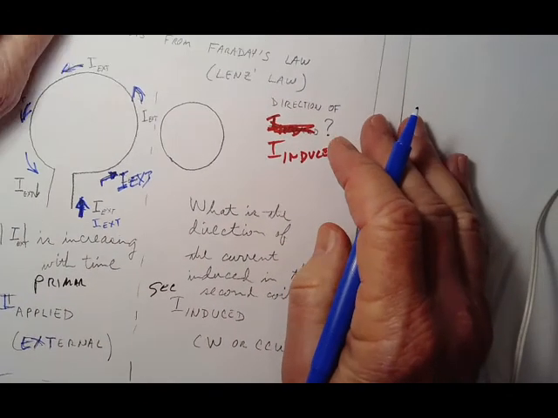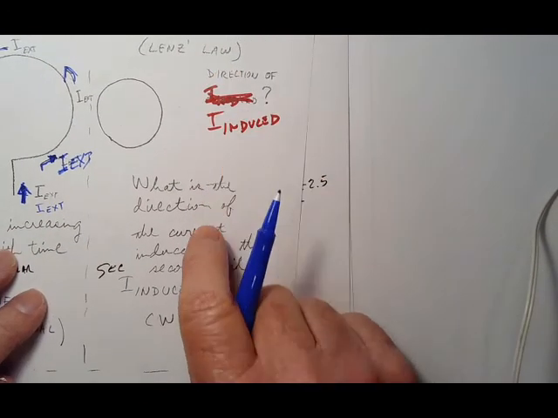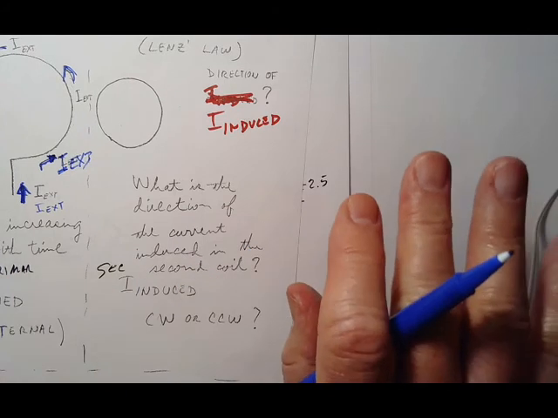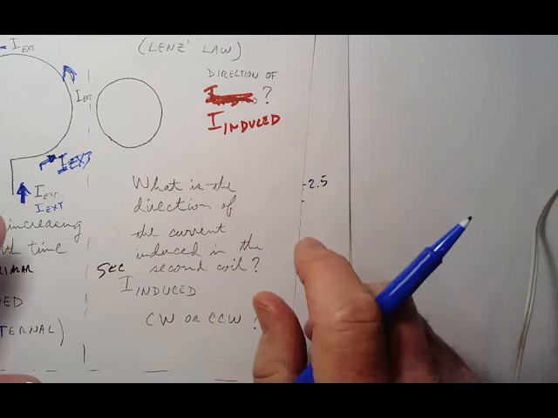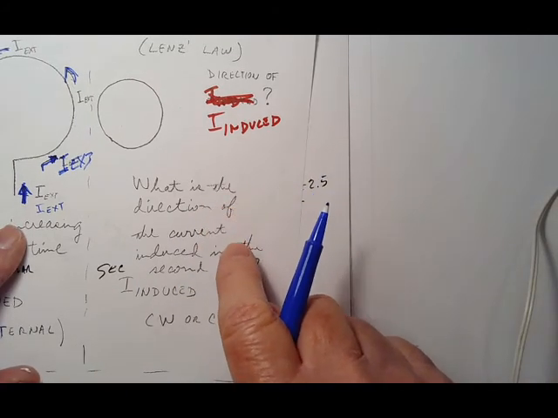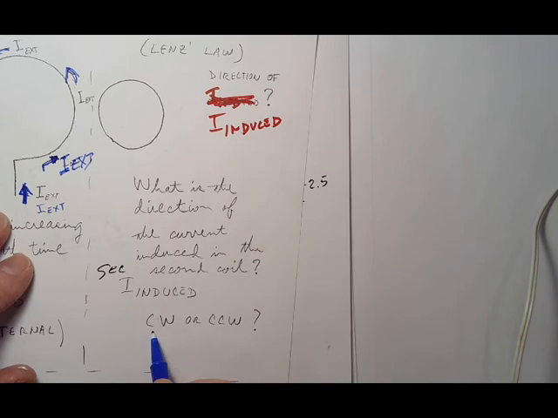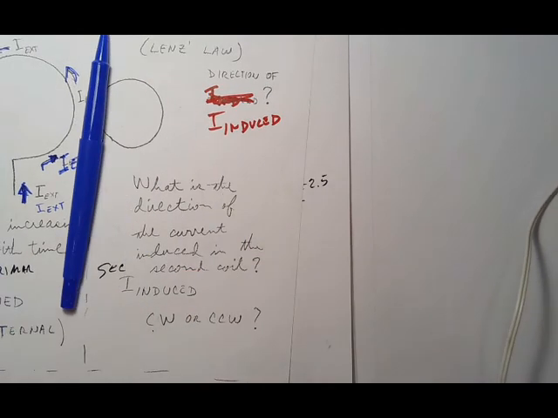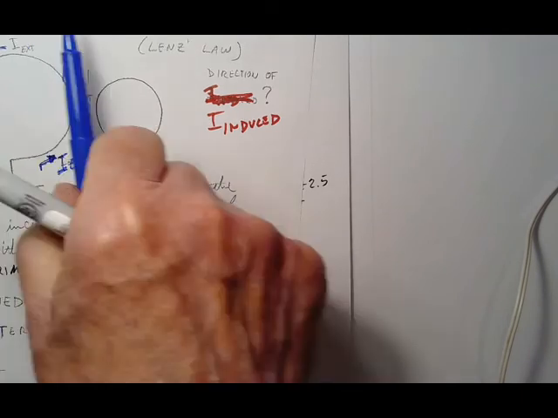Here's what the problem asks. What's the direction? That's all it asks. Not magnitude, you can get that from the numbers. What's the direction of the current induced in the secondary? There are only two possible answers, and I'm going to draw this in red. Is it clockwise or is it counterclockwise? If you guess, you get a 50-50 chance. Let me show you how to get it right.